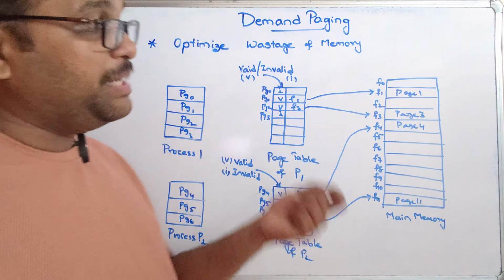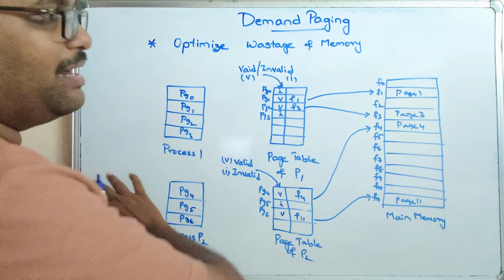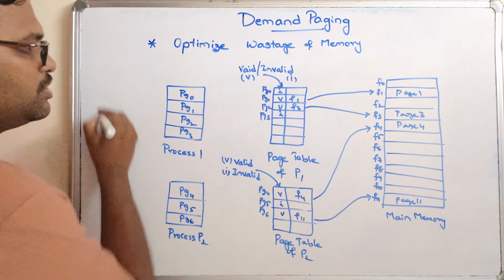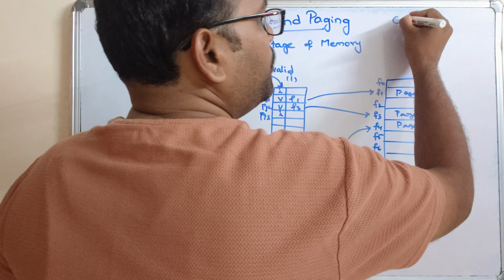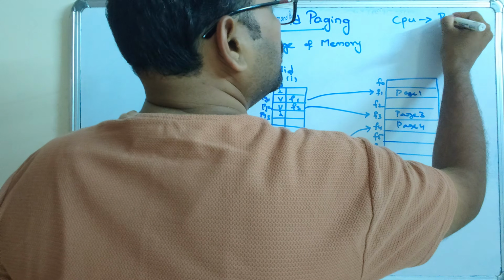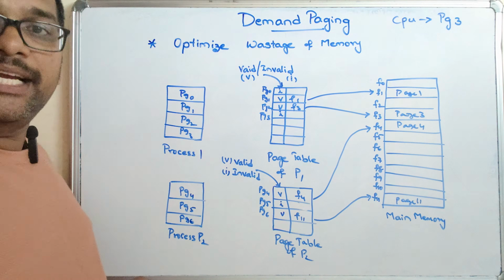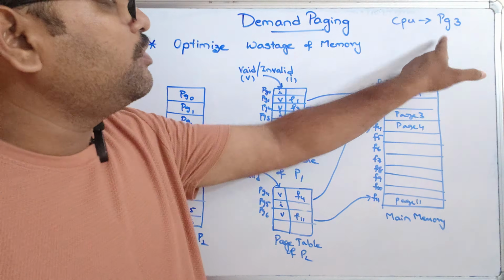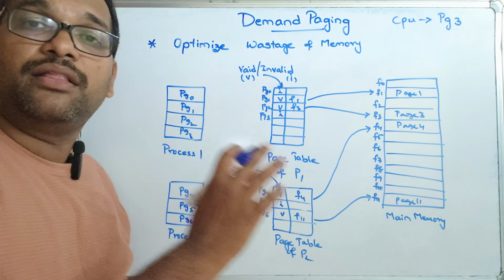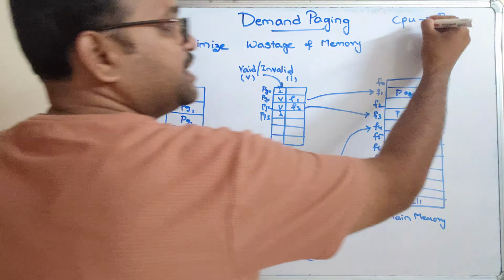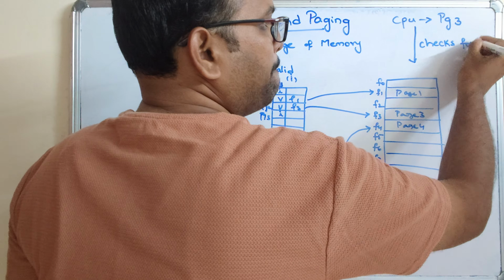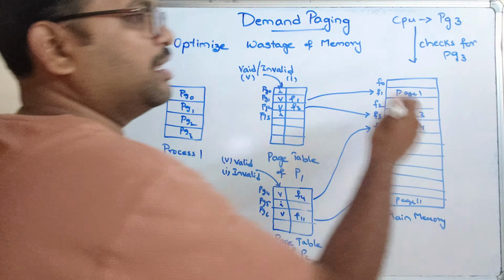Okay, so whenever the CPU demands a page, it will check in the main memory. So now see, if the CPU wants to execute, for example, page 3, once again I'm saying the CPU will be executing only the process from the main memory. So first it will check in the main memory. So the CPU checks for page 3 in the main memory.